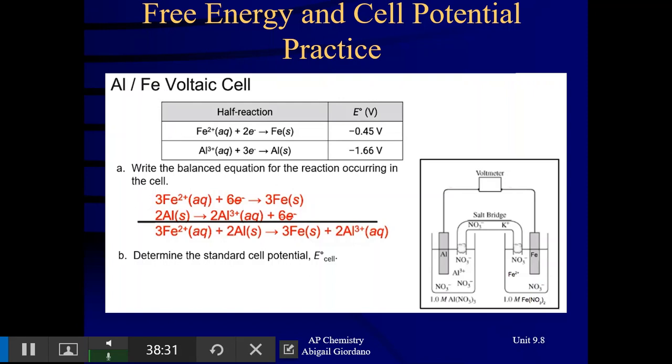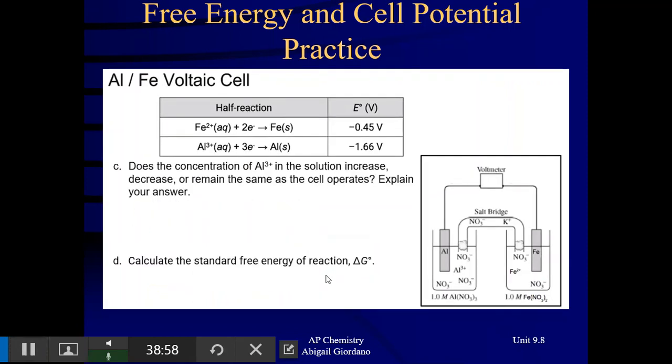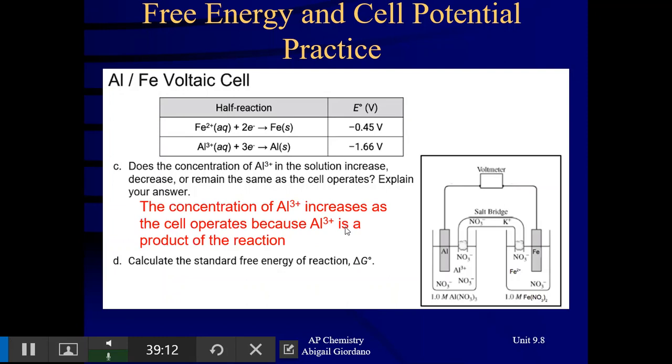Determine the cell potential. All I had to do was add my cell potentials together. Remember, we had to change the sign of the aluminum reaction. And so I get a positive total, which I should, of 1.21 volts. Okay, next part says, does the concentration of Al3+ in the solution increase, decrease, or remain the same as the cell operates? And if you think about what our balanced final equation was, I said that the concentration of the aluminum ion will increase because as the cell operates, aluminum ion is being produced. It's a product, okay? So refer back to your answer to letter A. Aluminum ion is a product. We're going to be making more of it as the cell operates.